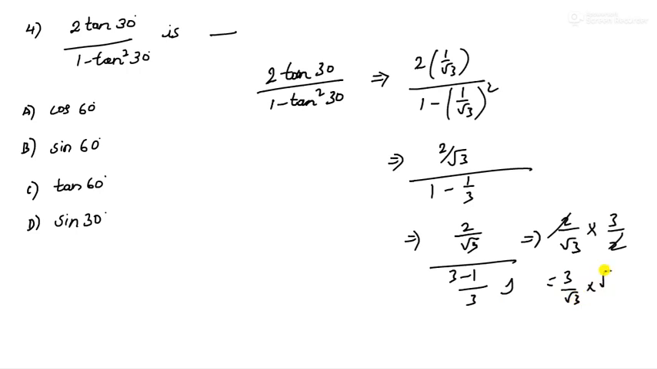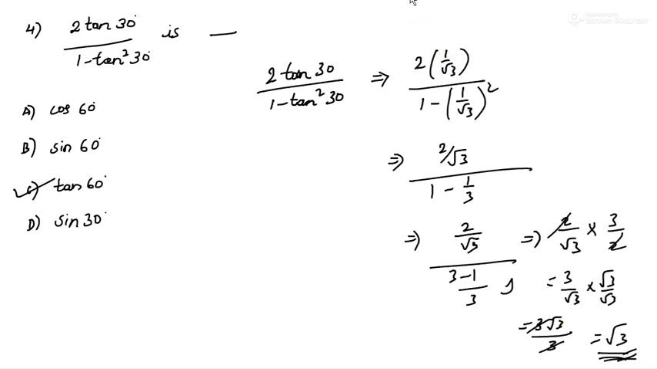Now if you rationalize this, 3 by root 3, you will get 3 root 3 divided by root 3 into root 3, which is 3, so 3 gets cancelled, and you will get root 3. So root 3 is the value of which one? It is the value of tan 60. So option number C is the correct one. Got it? You have to look for all the options which you are getting.